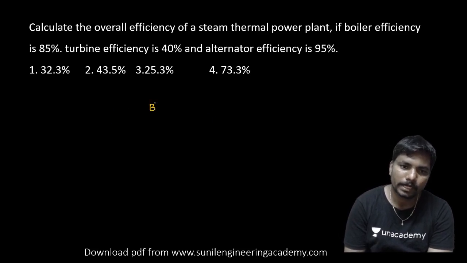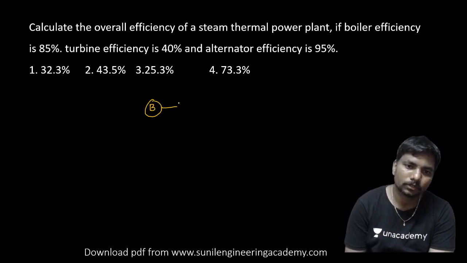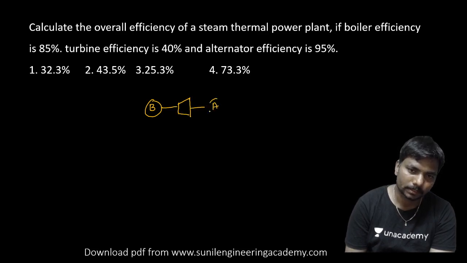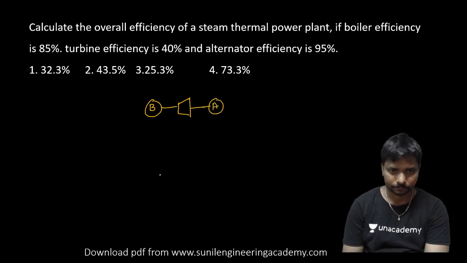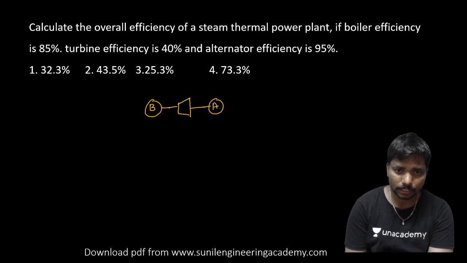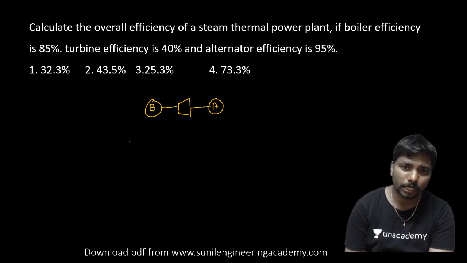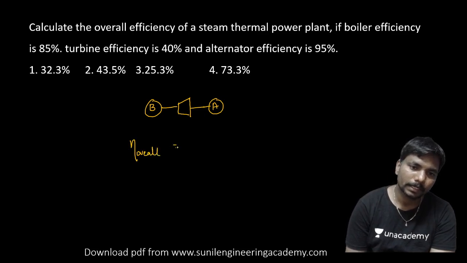So boiler is connected to turbine, it is connected to alternator. Okay, so all are in the series manner. So we have to calculate the overall efficiency by multiplying all of these.